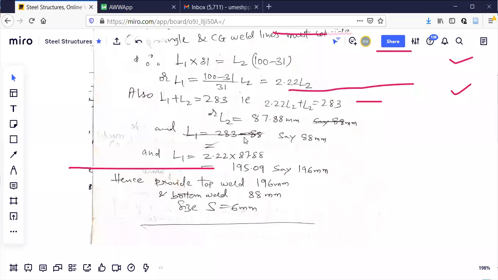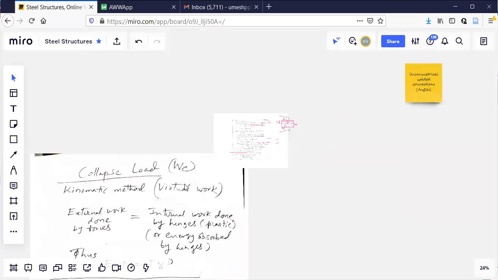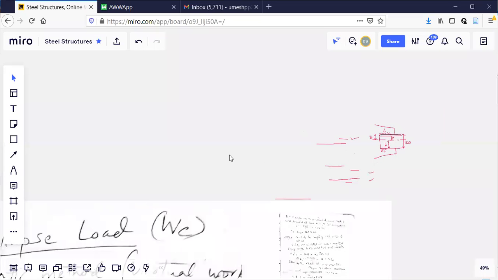So if you go back to the solution here, the diagram.